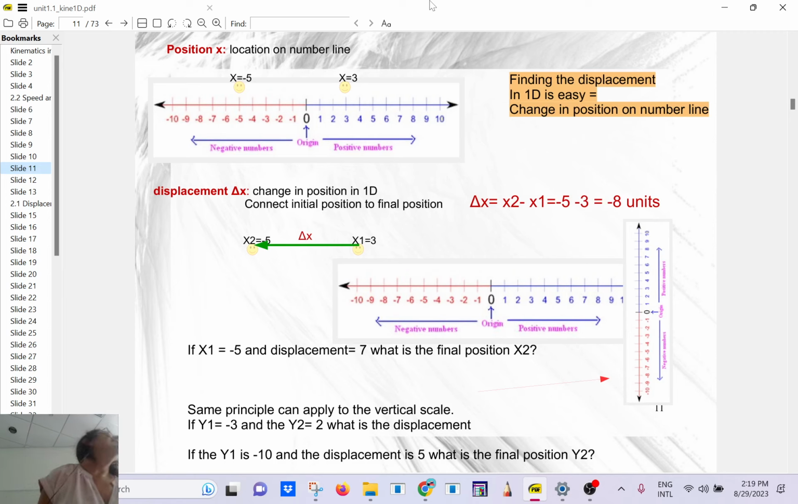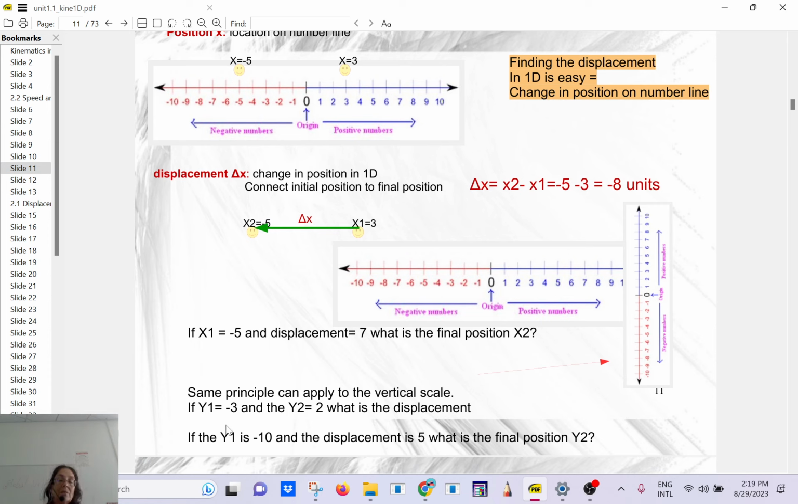Yes, very good. Distance cannot be negative because it's a magnitude and a unit. Displacement can be negative. How do you know the initial starting point? Because I put an arrow here. I don't know why when I change my slide that doesn't show up, but there is an arrow here to the left. So the head of the arrow is always the last point.